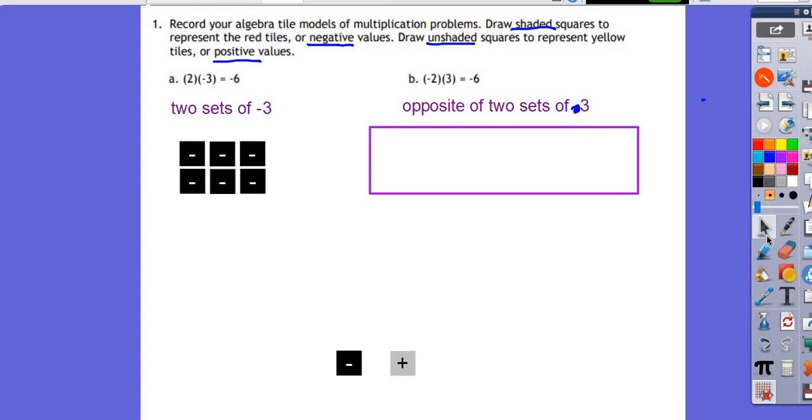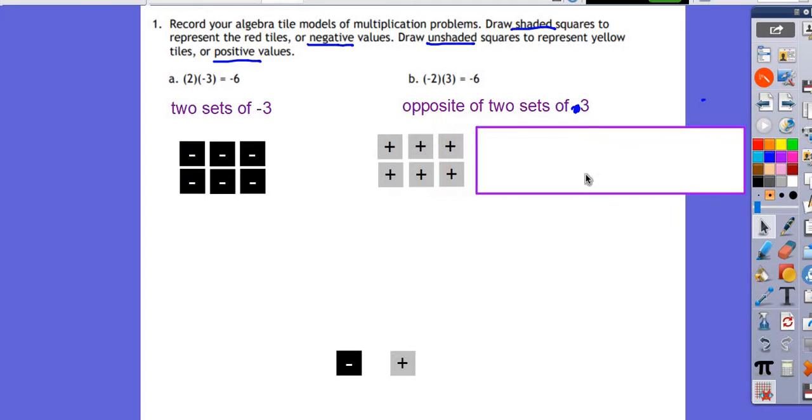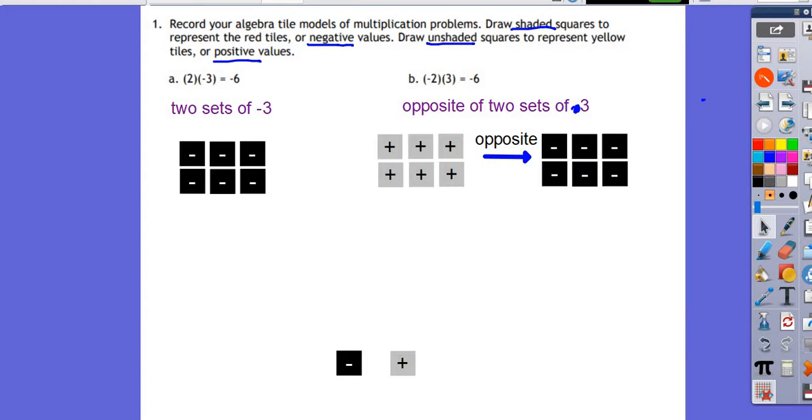So to model this, I first need to draw out 2 sets of 3 with some positive tiles. That looks like 2 groups of 3, right? Then I take the opposite of them. I flip all those tiles around. And what do I have? Negative 6. So I am modeling my answer.